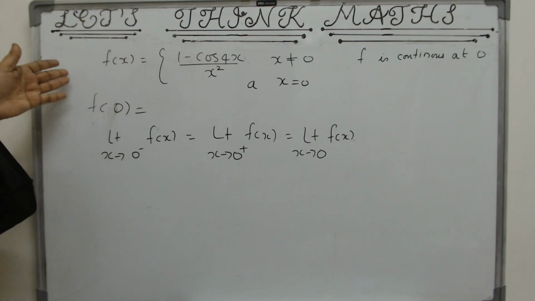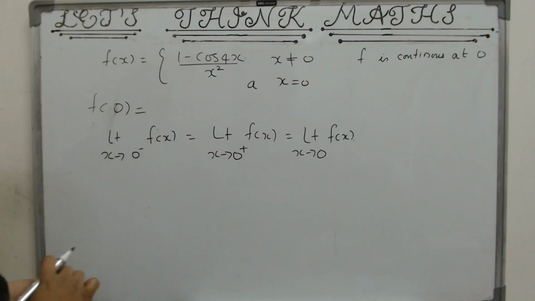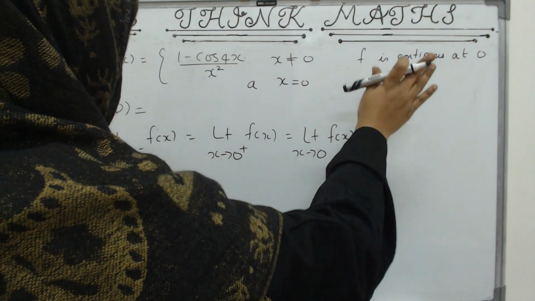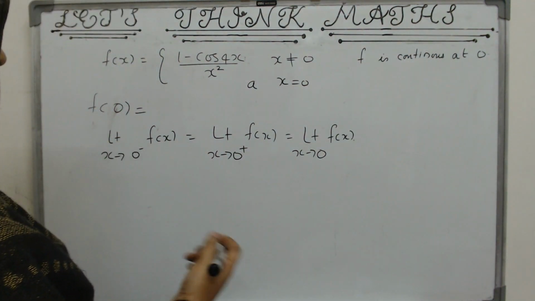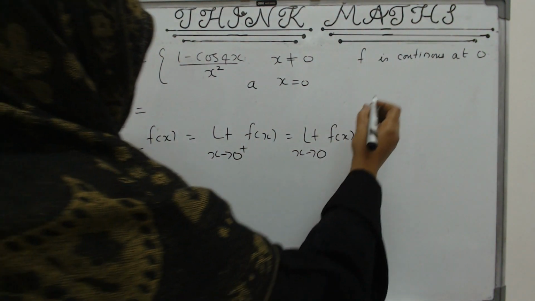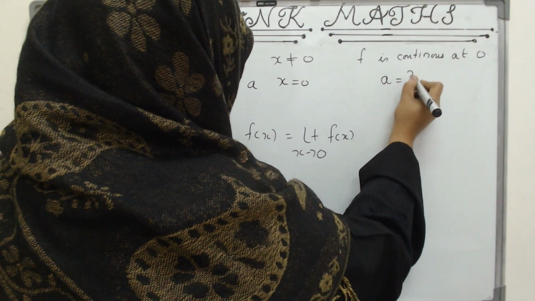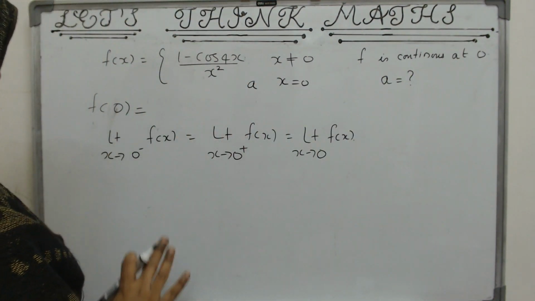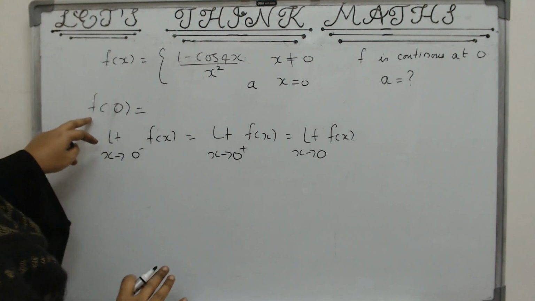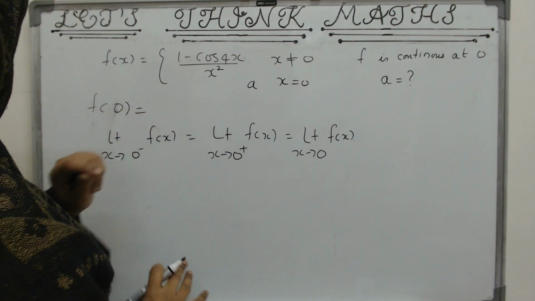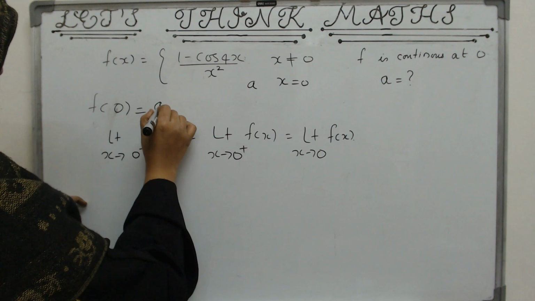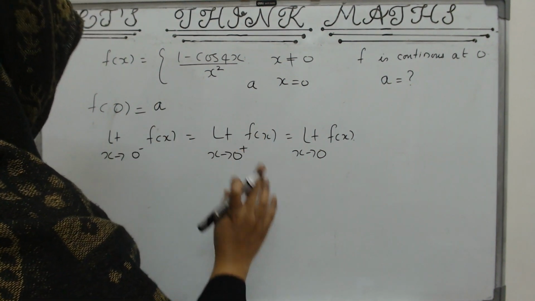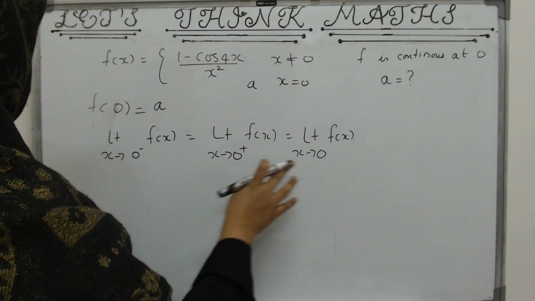Now we come to the second question. What is given? A function f of x. It is given that f has to be continuous at 0. What is the value for a which will make it continuous? Again, go the same way. Look at the first thing. f of 0 is equal to what? It will be a. Now the left hand limit and the right hand limit have to be equal. Then we will say that the limit exists.